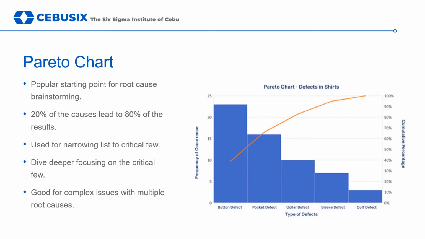The first graphical tool for validating root causes is the Pareto chart, which we discussed previously. It is based on the Pareto principle or 80-20 rule, which states that 20% of the causes lead to 80% of the results. Because of this, a Pareto chart is a good starting point for root cause brainstorming. Teams can start with the few inputs or attributes accounting for the bulk of the Pareto chart.